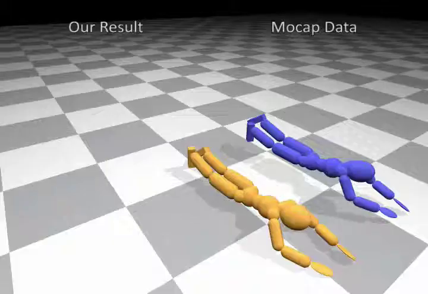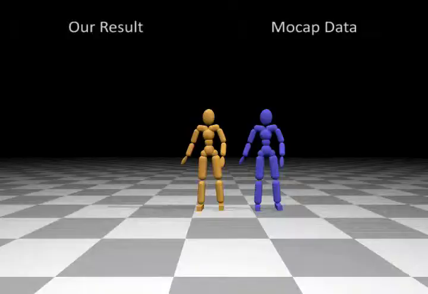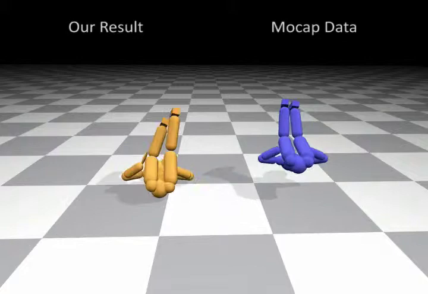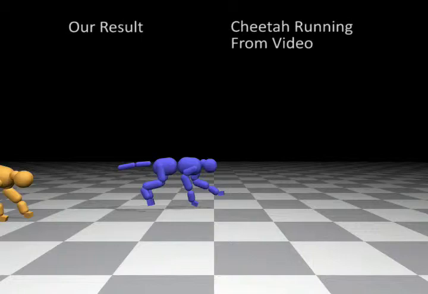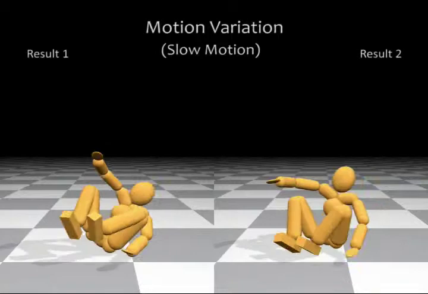Within a few minutes of computation on a small cluster of 80 cores, we can reconstruct a diverse set of captured motions, including walking, running, rolling, and keep-up jumps. Our method can handle different kinematic and dynamic models, such as this quadruped model. The inherent randomness of a sampling scheme naturally creates a degree of motion variation due to its stochastic nature.